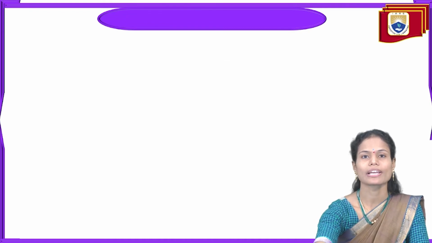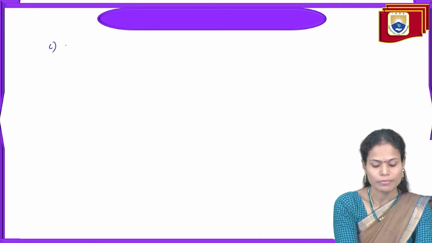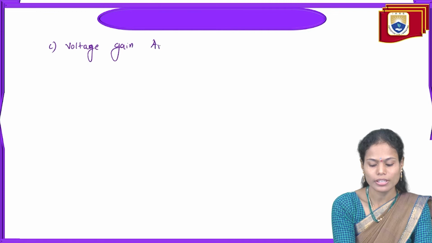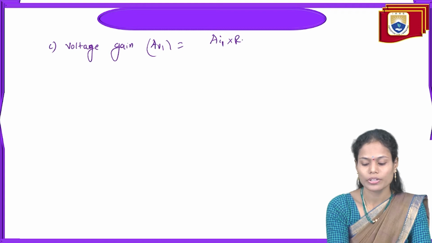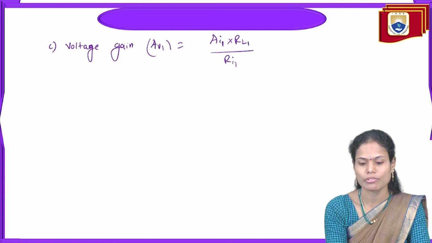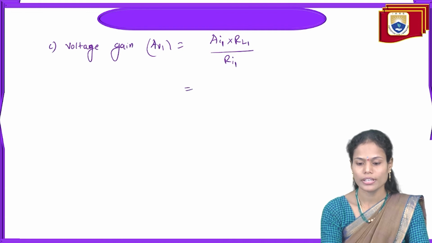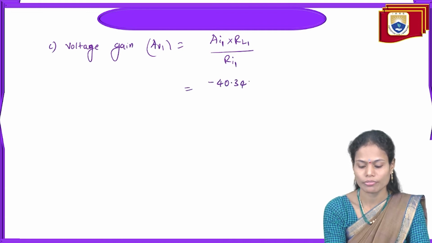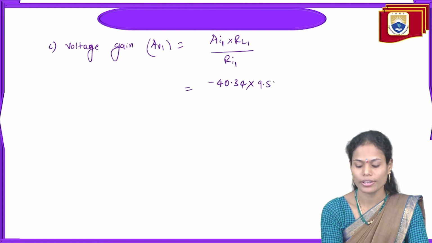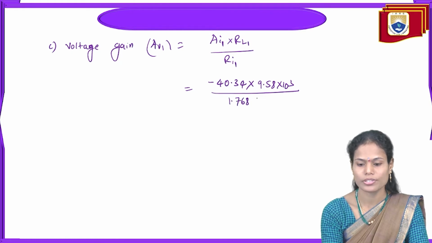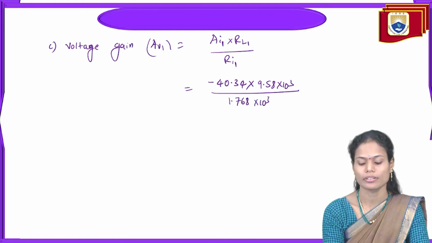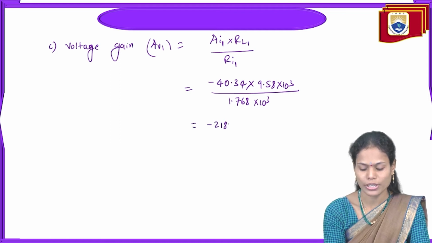The next parameter we need to calculate for the first stage is the voltage gain. That is AV1, equal to the current gain of the first stage into the load resistance of the first stage, divided by the input resistance of the first stage. The current gain we got as minus 40.34, RL1 is 9.58 into 10 power 3 and the input impedance is 1.768 into 10 power 3. After simplification it is minus 218.5, the voltage gain of the first stage.